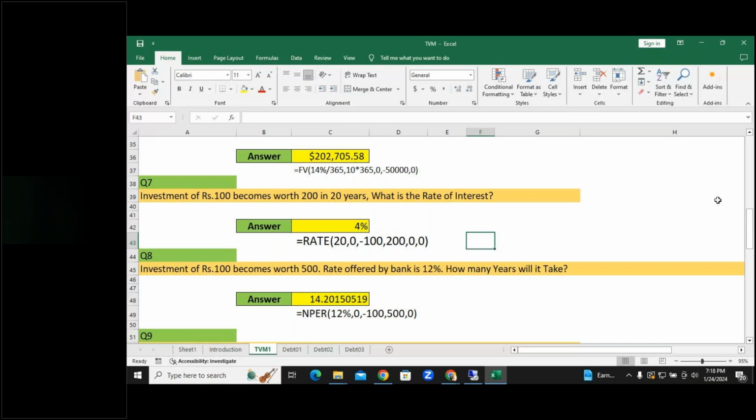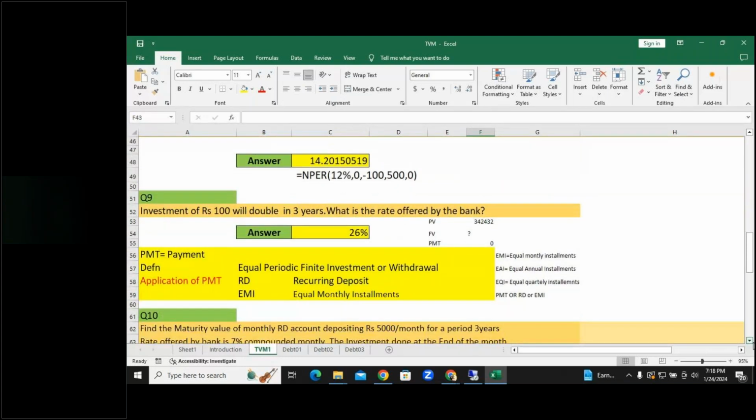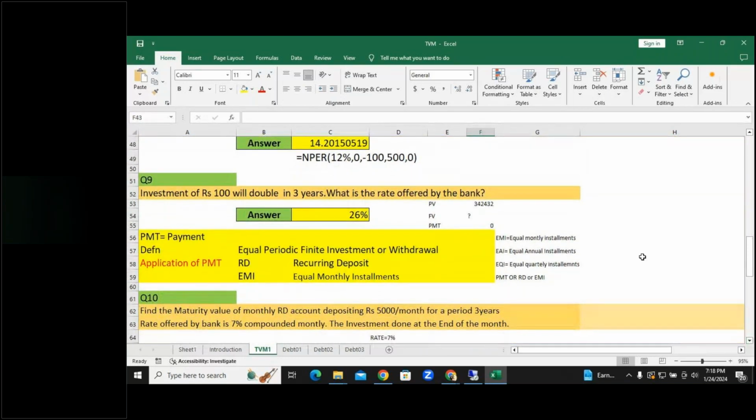So we'll move to the next things. Hope you people are able to do it. So investment of rupees 100 will double in 3 years. What is the rate offered by the bank?